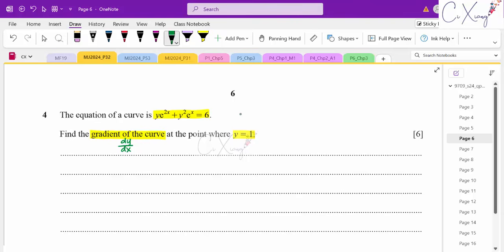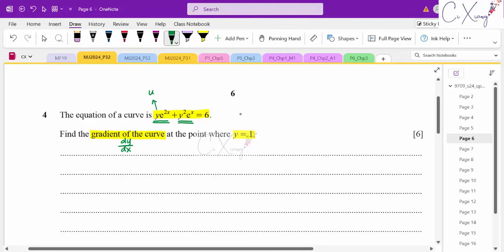Besides the implicit differentiation, you can have a look that you are having two terms here that include both y and x in a term. So basically, you can treat the y as a u and then e power 2x as a v. So same thing happened here. This is u and this is v.